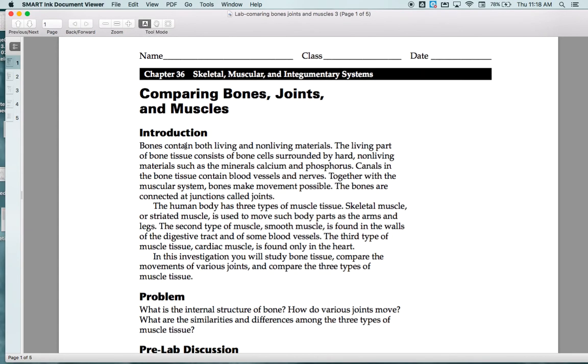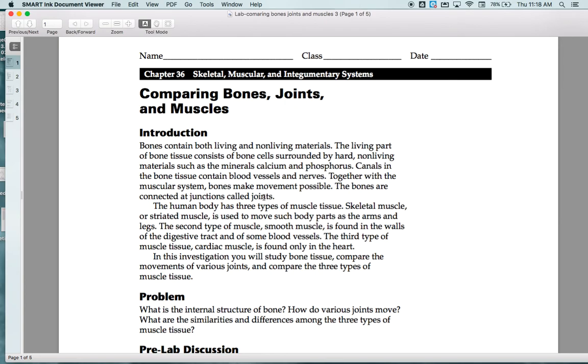Quick introduction. Bones contain both living and non living materials. The living part of the bone consists of bone cells surrounded by hard, non living materials such as minerals, calcium, and phosphorus. Canals in the bone tissue contain blood vessels and nerves. Together with the muscular system, bones make movement possible. The bones are connected at junctions called joints.